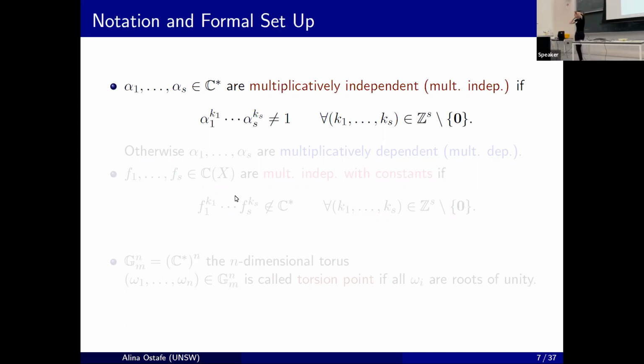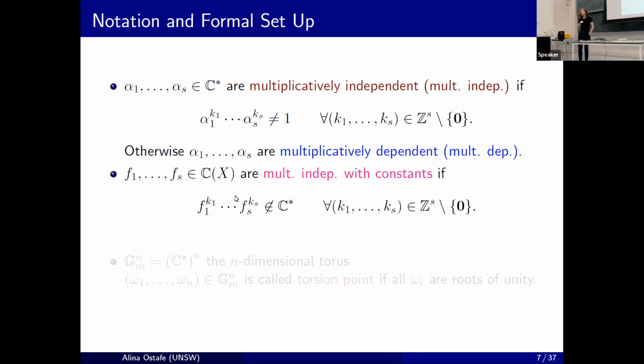So a central definition in this talk is the one of multiplicative independence. We say that alpha_1 through alpha_n, as complex numbers, are multiplicatively independent if for any non-zero integer vector, no such product of powers of alpha_i is 1. Otherwise, they are called multiplicatively dependent.